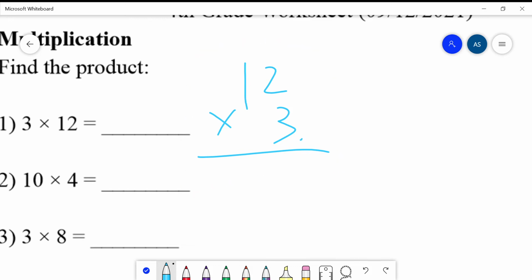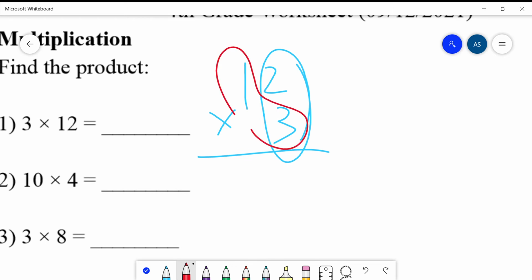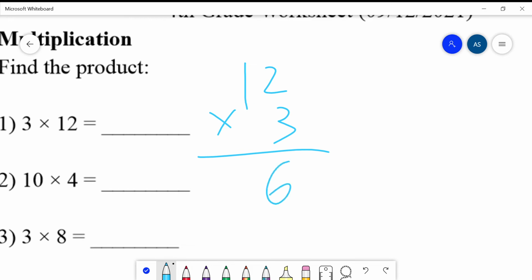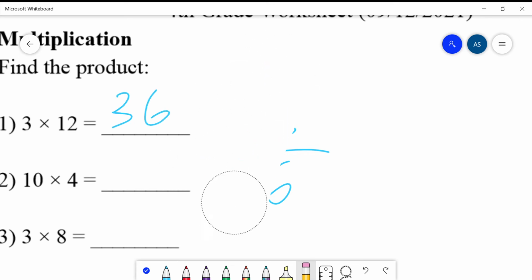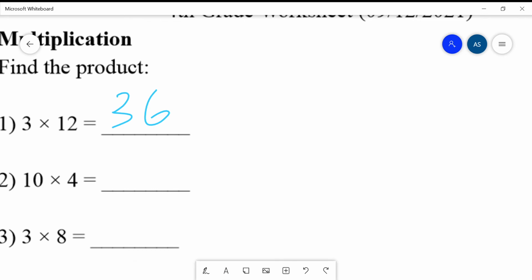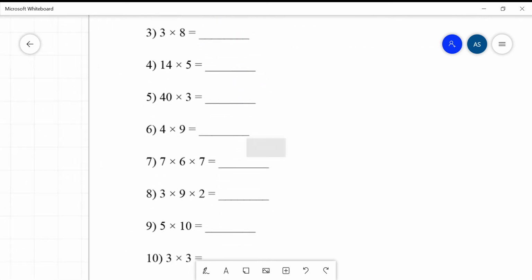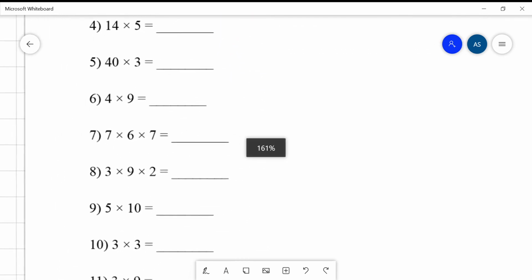So we're going to do 3 times 2, and then we're going to do 3 times 1. And so 3 times 2 is 6, and then 3 times 1 is 3. And so our answer for our first question is 36. Alright. We're going to have 11 problems on multiplication.